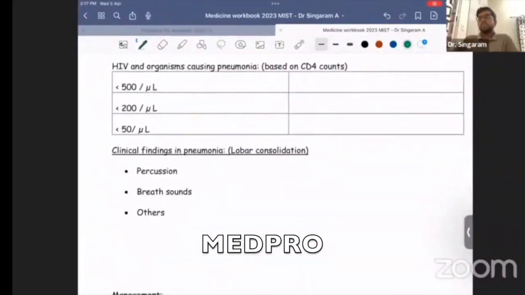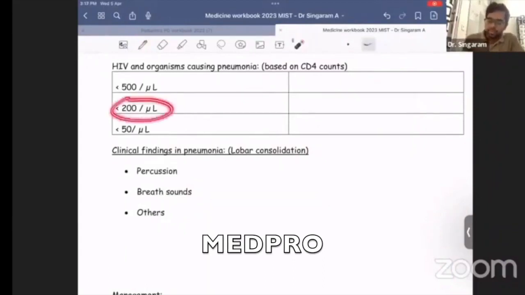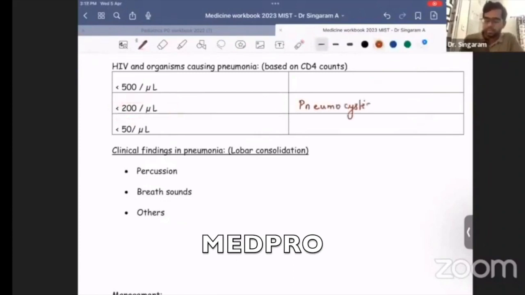Now finally, HIV and organism causing pneumonia. There was one more question in this particular January exam. There were actually two questions in the January exam. One was a Legionella related question in pneumonia. The second question related to pneumonia was HIV infection and the organism. I told you the commonest organism is pneumocystis infection. But pneumocystis infection will develop with a CD4 count of less than 200. That is the time when pneumocystis infection will develop.